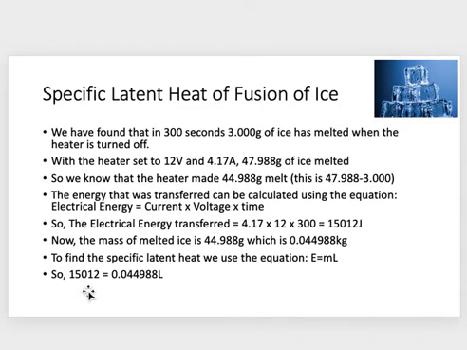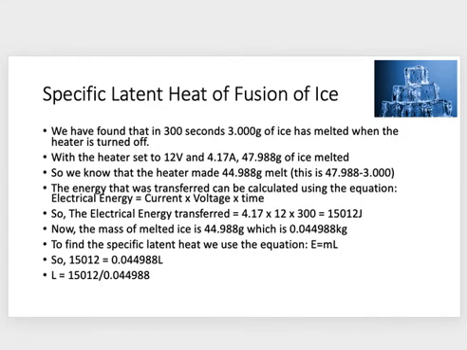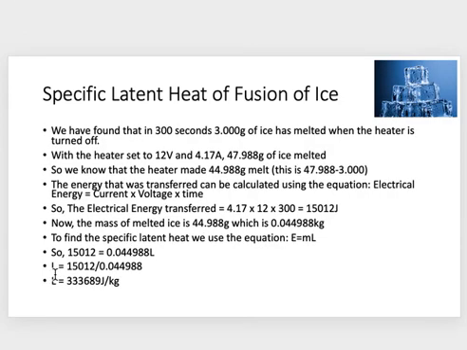So our energy is 15,012, and that equals 0.044988, which was the mass in kilograms, times the specific latent heat. If we rearrange that, we get that the specific latent heat equals 15,012 divided by 0.044988, which equals 333,689 joules per kilogram. So from our little experiment that we've done online, that's what we have found as the specific latent heat of fusion of ice.